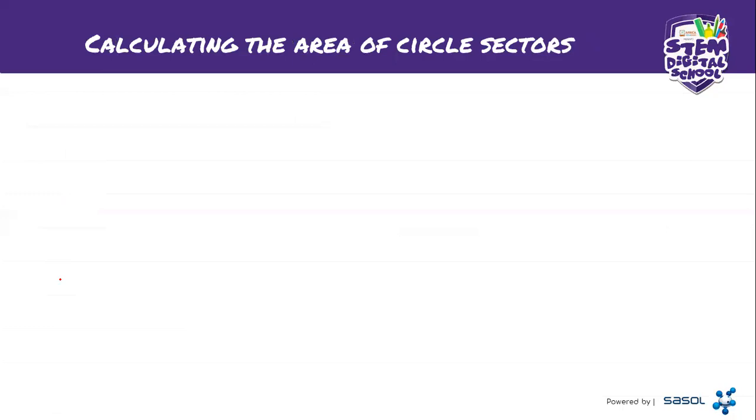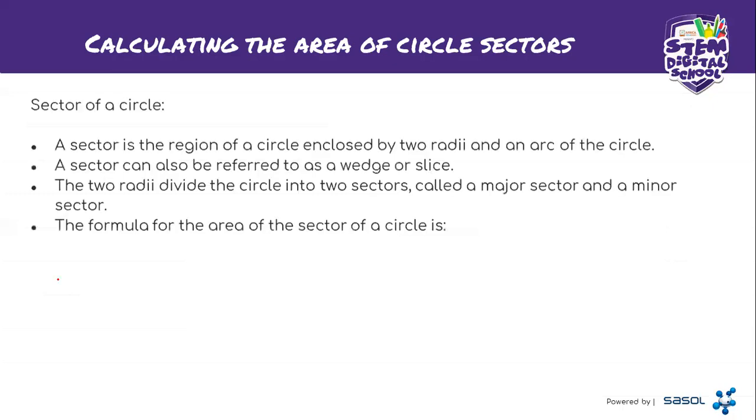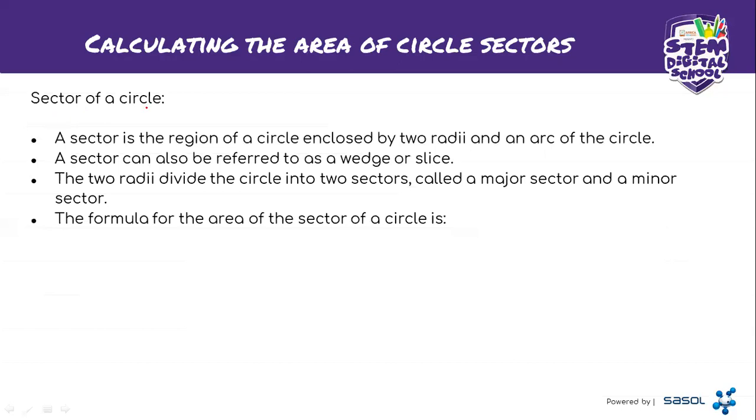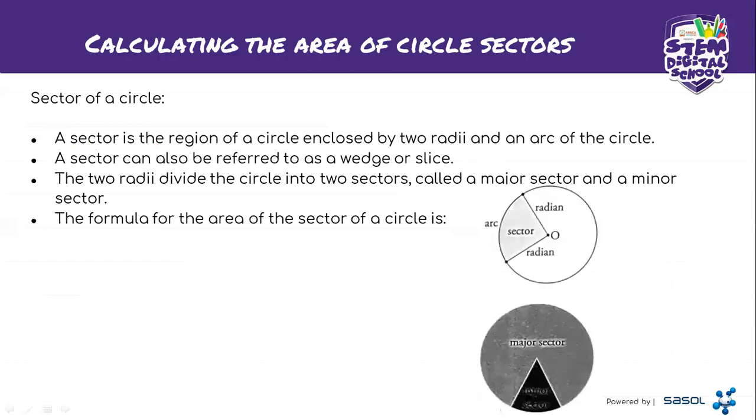Calculating the area of a circle sector. We are now going to be focusing on how we calculate the area of a sector, right? Now first, they are saying sector of a circle. A sector is the, let me just show a picture there. A sector is a region of a circle enclosed by 2 radii, meaning you can see from the picture what the sector is there. So it's this shaded part. That part we call a sector, right?